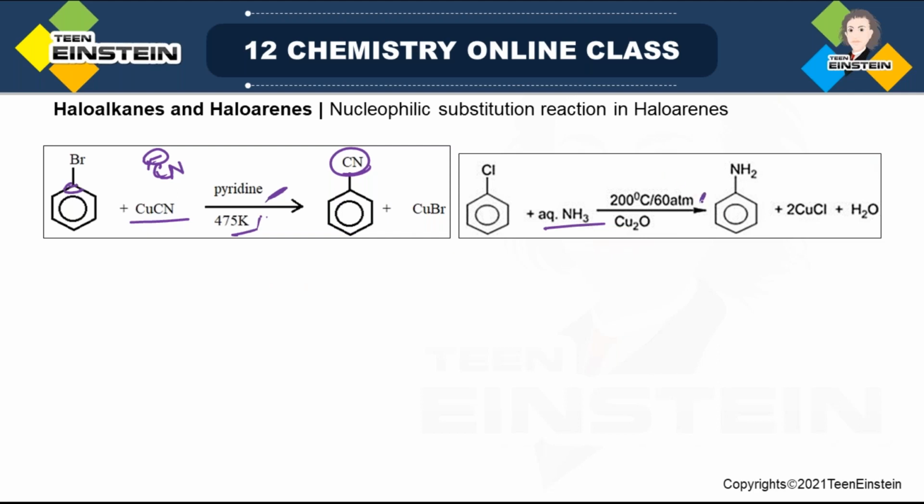Pressure is high and we are using Cu2O. And Cl is replaced by the nucleophile which is NH2 minus, and that is generated from ammonia. The Cl that is removed is now interacting with copper plus. Cu2O is the source of copper plus. So here it is making this type of salt. And finally we are getting aniline, that is NH2 attached with benzene ring. It is known as aniline, starting from chlorobenzene.